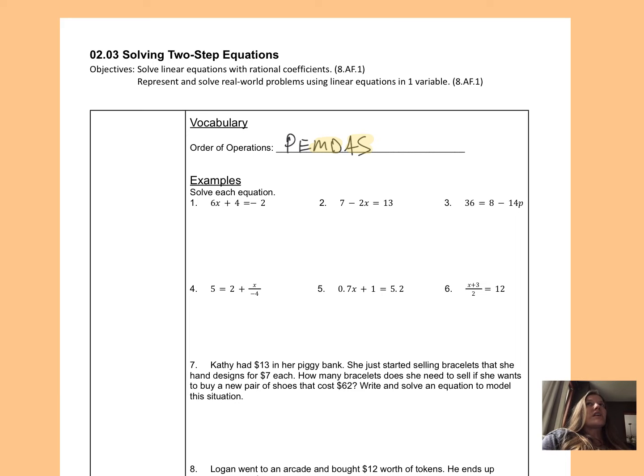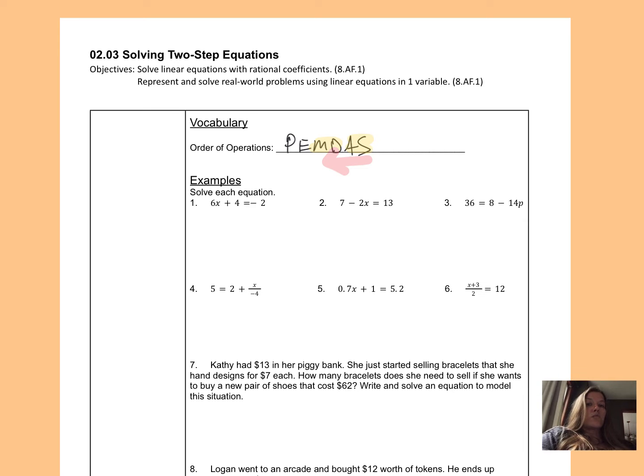So just like when we solve the one step, we're doing inverse operations. When we get into these multi-steps, we're going to be doing the inverse of the order of operations as well. So we're going to be going backwards. We're going to start at the add subtract and go towards the multiply and divide. So we're going backwards to undo what we've done.